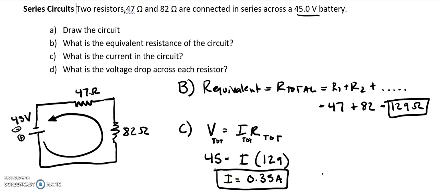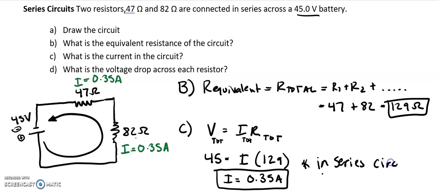Cool. So looking at this, the current through each resistor, since there's only one pathway for it to flow, the current through the 82 ohm resistor, I'm going to write that down. So the current through the 82 ohm resistor is 0.35 amps, and the current through the 47 ohm resistor is also 0.35 amps. Cool, so keep that in mind. In a series circuit, current stays the same. I think I have just enough space.